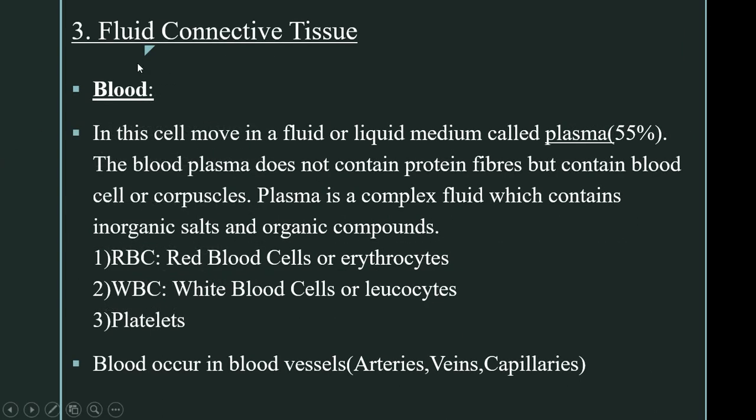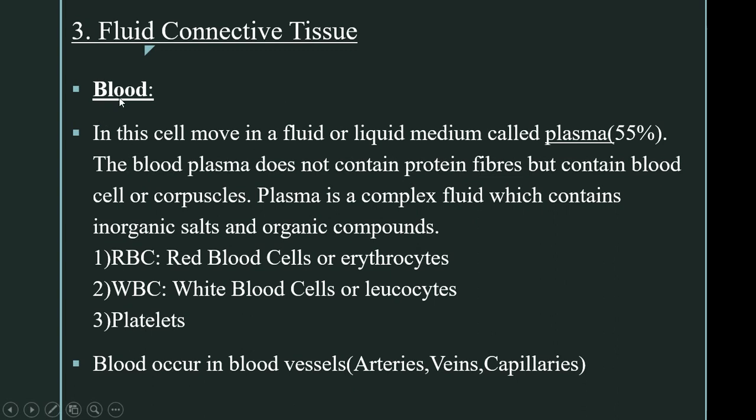The third type of connective tissue is fluid connective tissue. In this, the matrix is a fluid. That's why it's called a fluid connective tissue. We had studied that in the case of connective tissue, the cells remain embedded in a jelly-like substance called matrix. Here the matrix is a fluid, so it's called a fluid connective tissue.